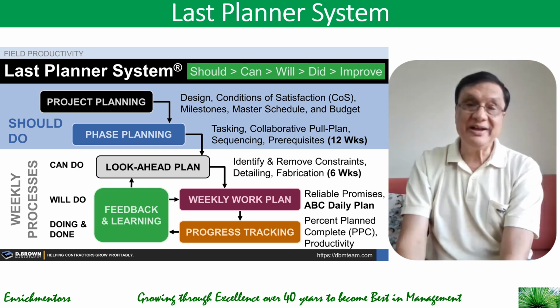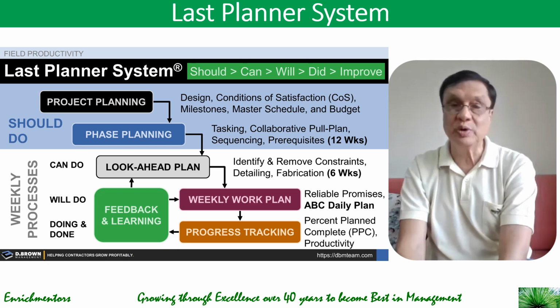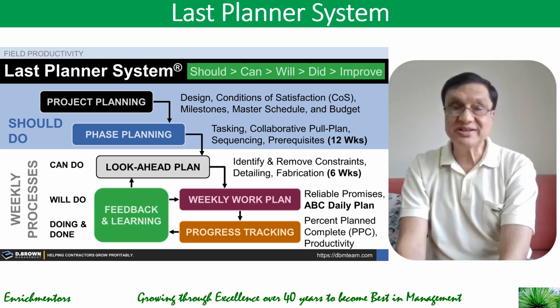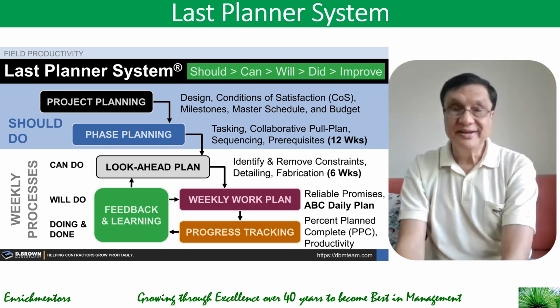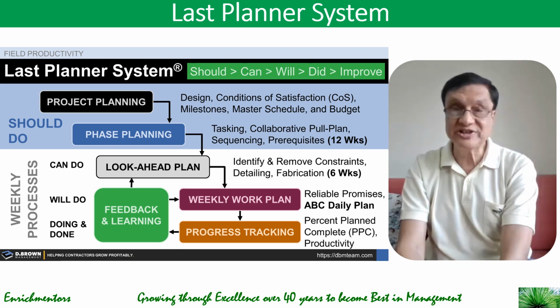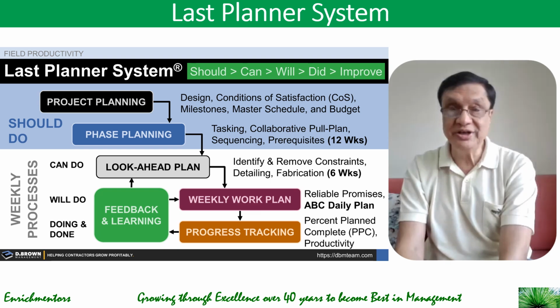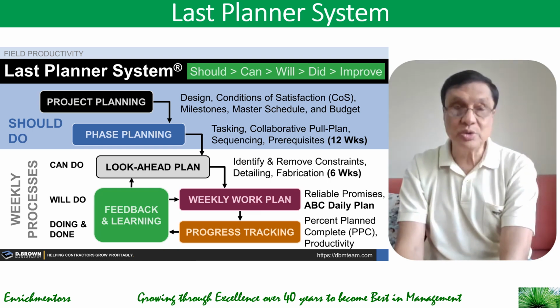So what is the last planner system? The last planner system is a workflow method that helps teams plan and complete work more efficiently. Now, LPS, the last planner system, includes milestone planning, as you see here, where you set up the work in phases so the team knows when to do it. So it's like planning when they should do it. Then you do phase pull planning. You determine the key handoffs of work or information needed to deliver a milestone. Then you come down to weekly processes. That's where the actual work happens.